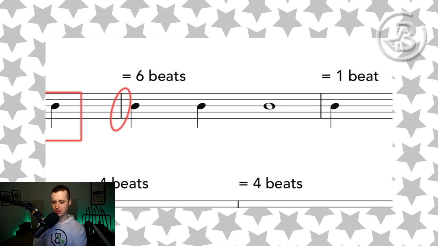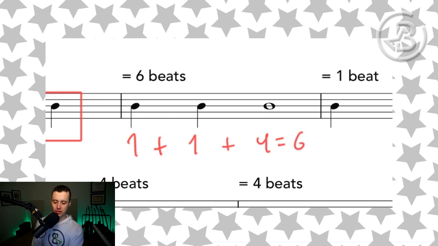Let's take a look at the next measure. Ooh, and the next measure, this is a fun one. We have 2 quarter notes and a whole note. So a quarter note gets 1 beat or 1 count each. A whole note gets 4 beats or 4 counts. So that is essentially 1, plus 1, plus 4, which equals 6.